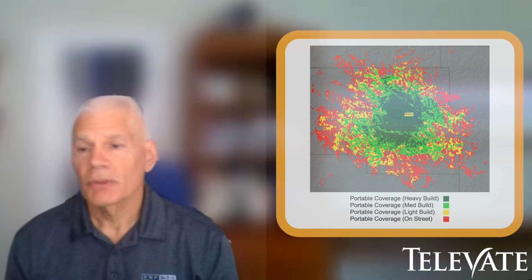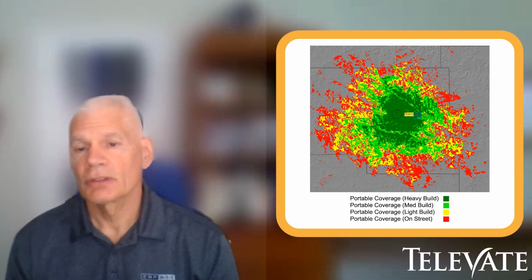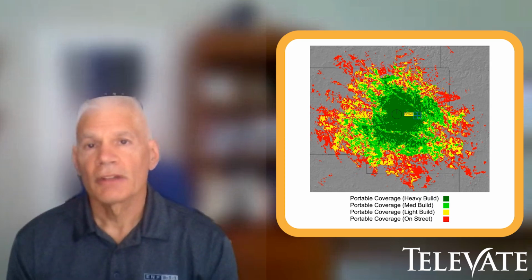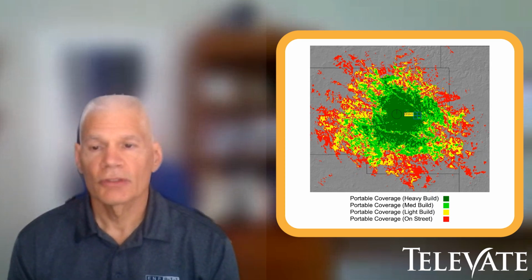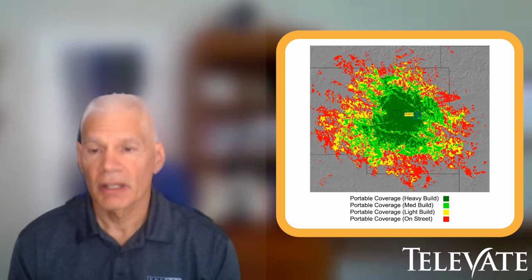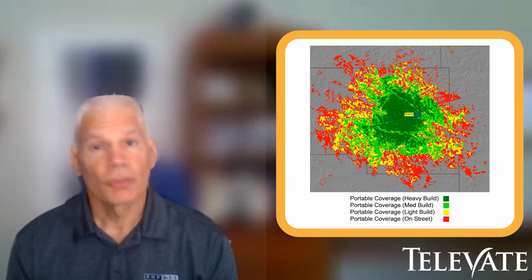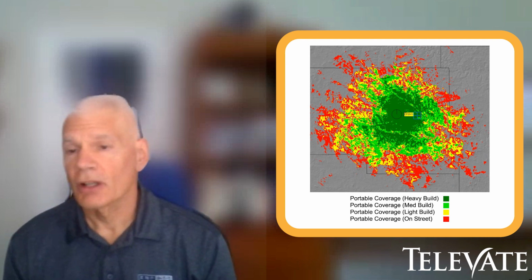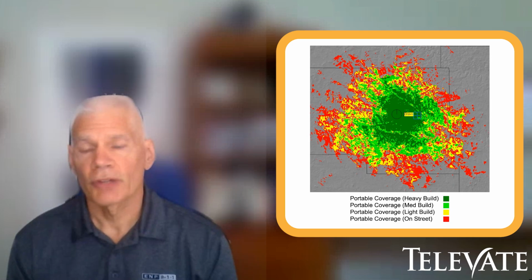We have an example figure here that shows different levels of coverage for a sample site. And you can see that the dark green shows the coverage footprint for heavy building penetration. The lighter green is a bit broader, and it shows coverage for what we might call a medium level building penetration.